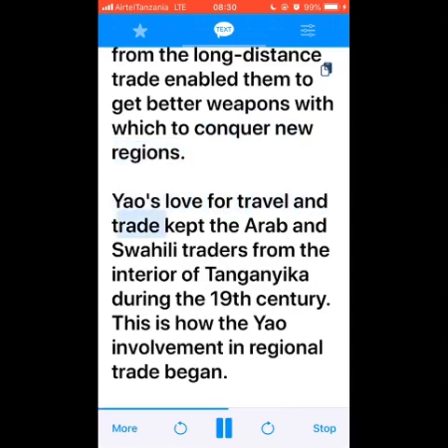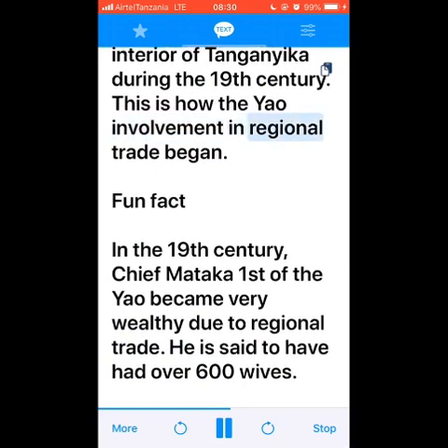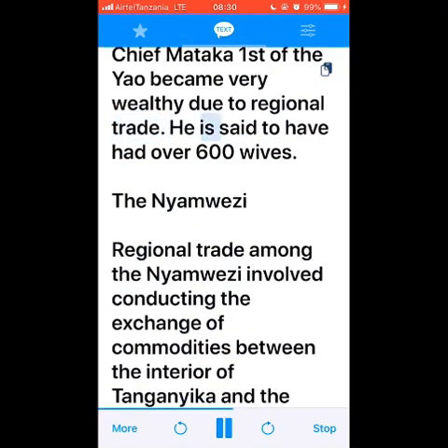Yao's love for travel and trade kept the Arab and Swahili traders from the interior of Tanganyika during the 19th century. This is how the Yao involvement in regional trade began. Fun fact: in the 19th century, Chief Madaka I of the Yao became very wealthy due to regional trade. He is said to have had over 600 wives.